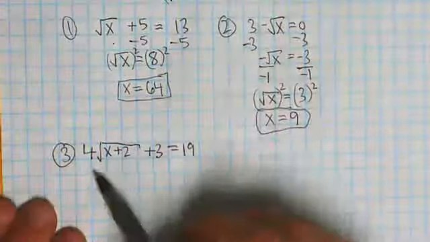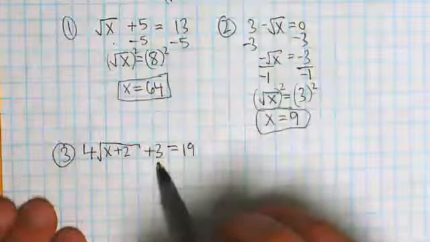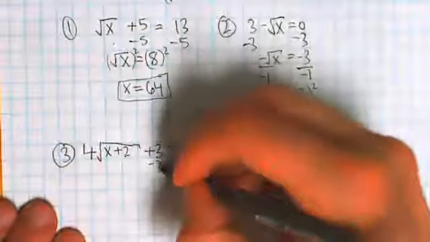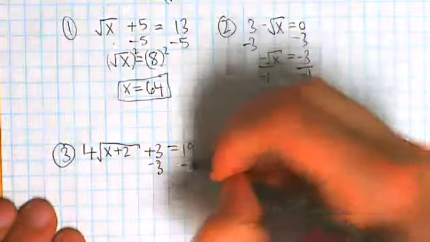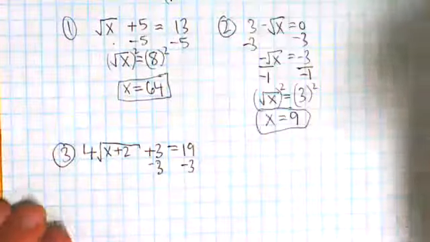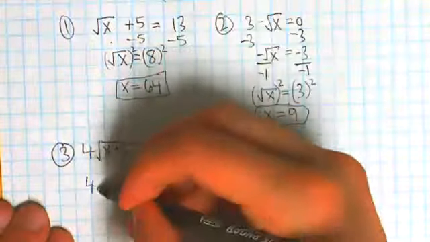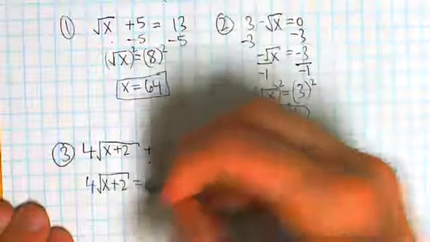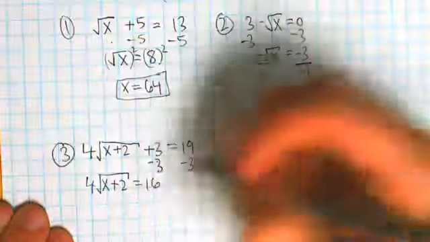So to that end, I'm first going to get rid of this 3 here, because before I can divide by the 4, I have to subtract the 3, otherwise I have to divide a bunch of other extra junk by that 4. So I'm going to subtract 3 from both sides, and by doing that, that leaves us with 4 times the square root of x plus 2 is equal to 19 minus 3, which is 16.